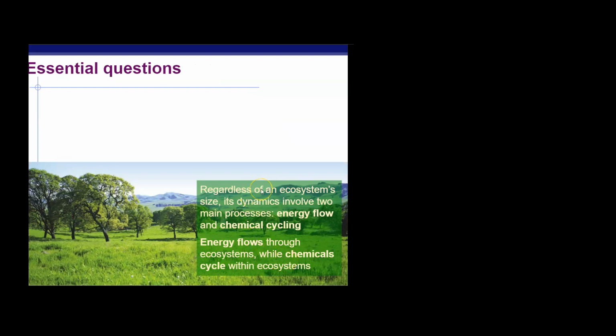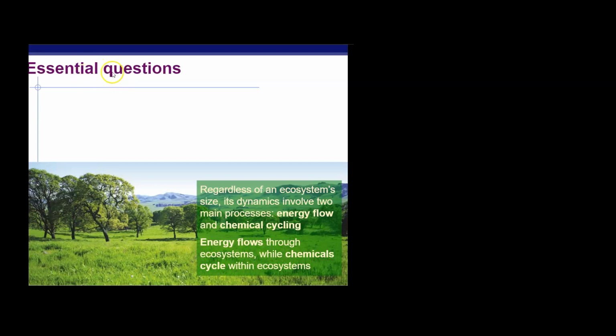So regardless of an ecosystem's size, its dynamics involve two main processes. We have the flow of energy and the cycling of chemicals. So as you will recall, energy flows through our living world, while chemicals are a contained commodity that have to be cycled. So there's a certain amount of chemicals within our biosphere, and those chemicals go through either a very quick or even a very long-term, thousands of years, cycling within the biosphere.